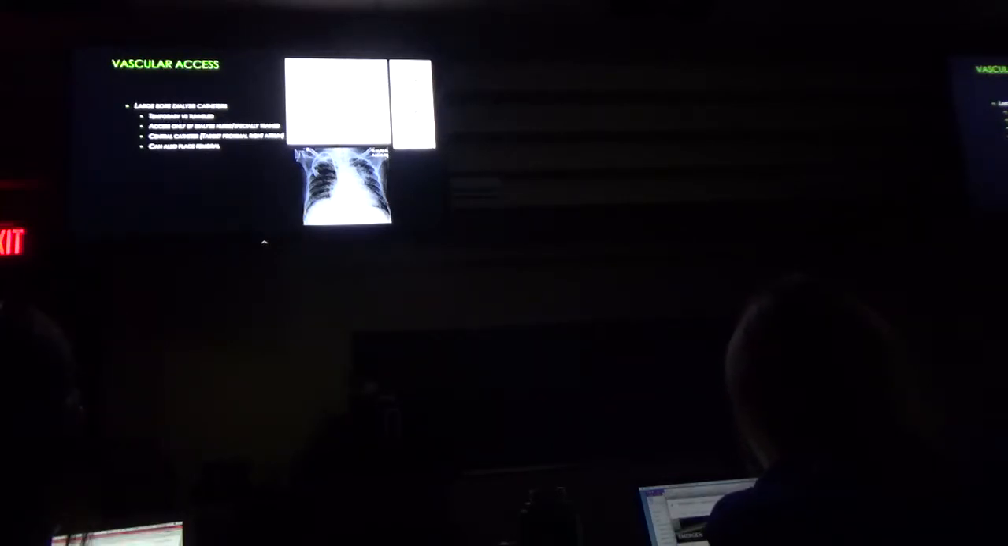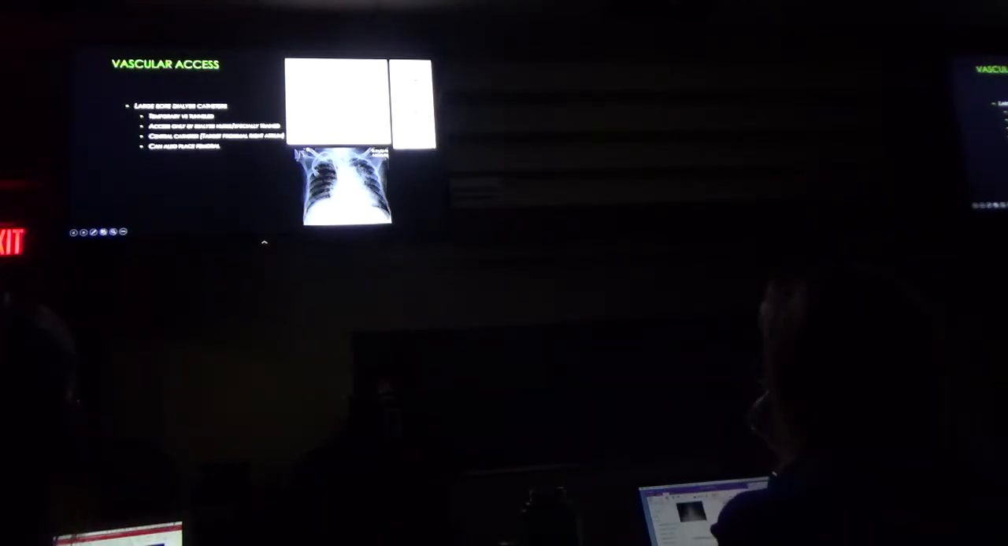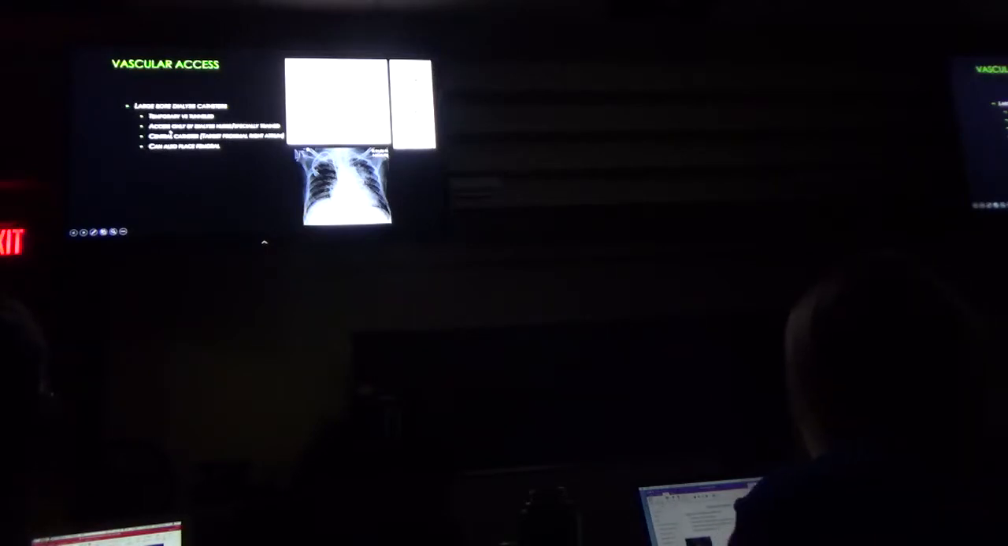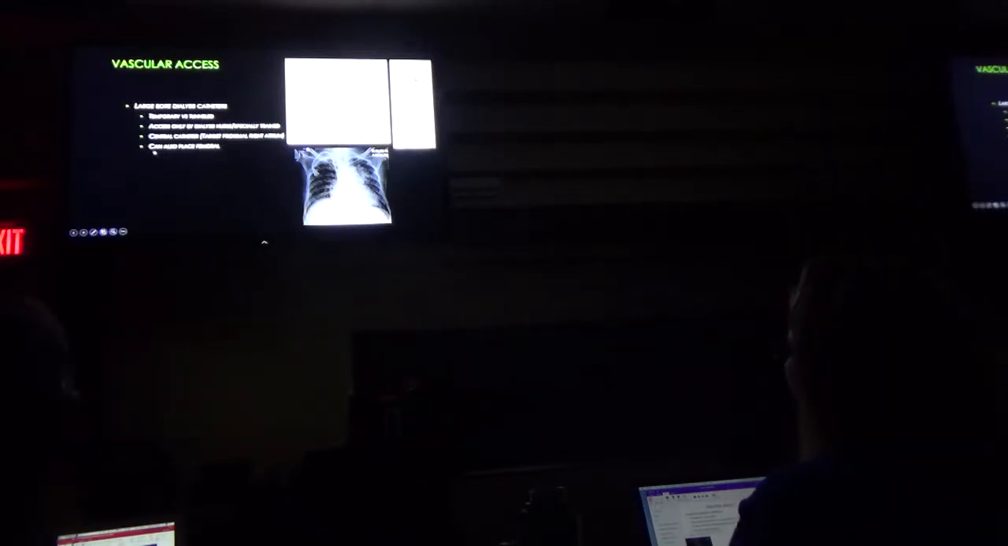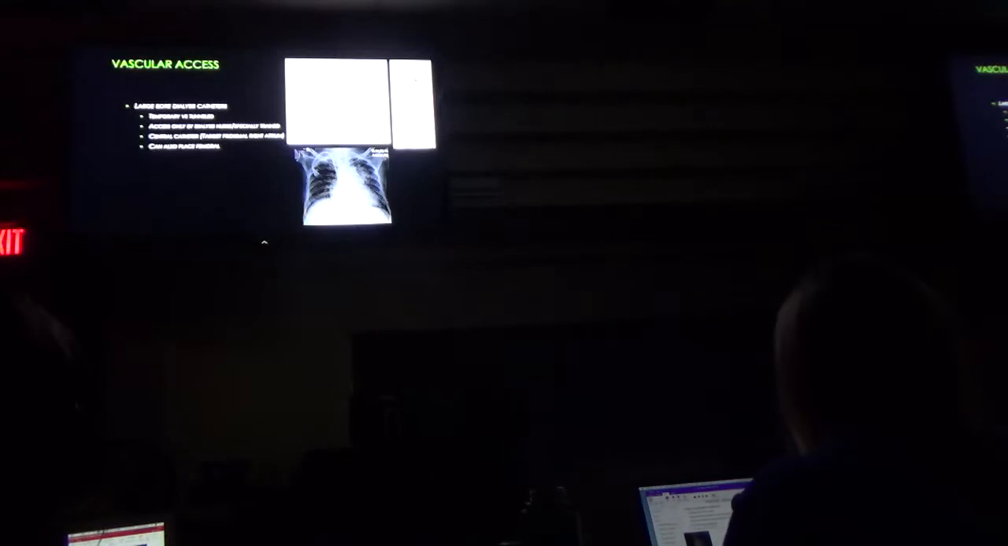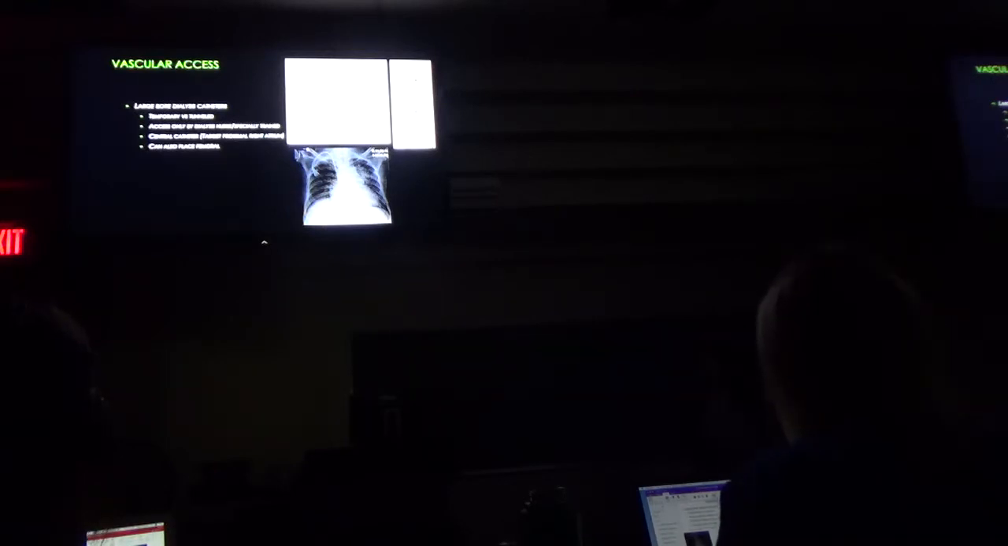So temporary ports versus tunnel. Again, the reason you would do tunnel is to prevent infection if it's going to be on for a longer period of time. These are the ones that are only accessible by a dialysis, and the patient will know to tell you, you cannot use this. Okay? Sometimes patients just have ports that are not tunnel catheters or dialysis catheters because they have horrible, horrible veins. And if they're hospitalized, you monitor things almost on a daily basis as far as blood work.